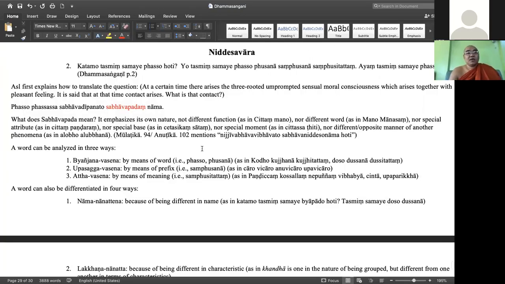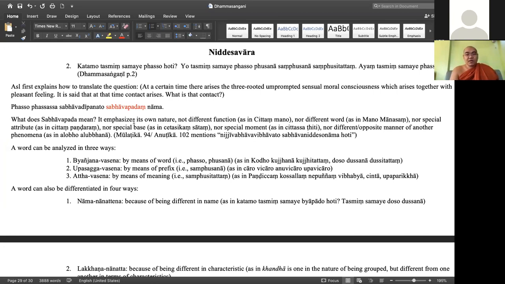Okay, what is Sabhavabada? In the Muladiga and the Anudiga, the Anudiga's explanation is given in the translation book. Because we are talking about abstract terms, Abhidhamma terms, in the Dhammasaṅgaṇī, you will find this again and again. So this is the Sabhavabada explanation. Bear in mind this point.